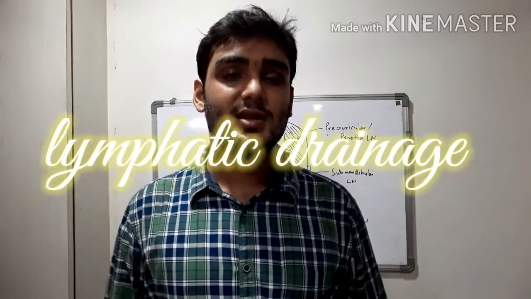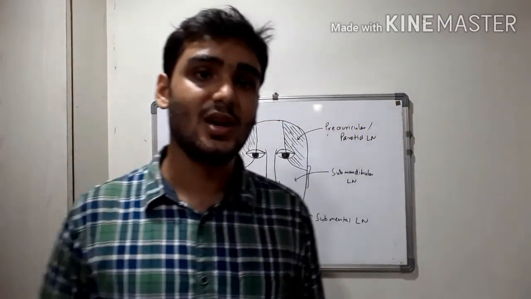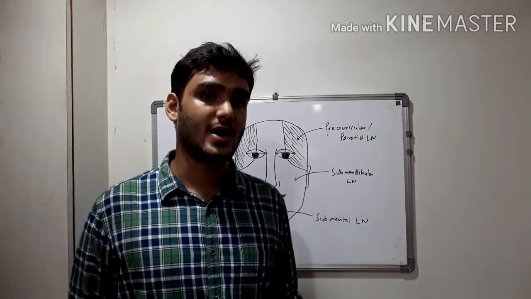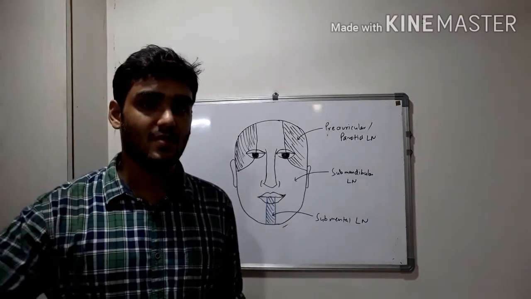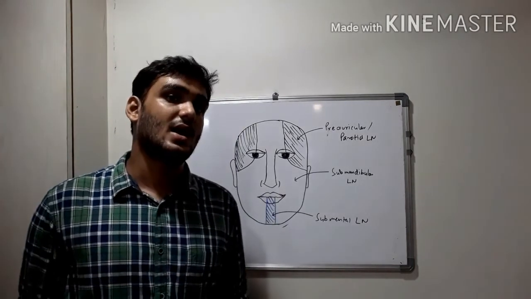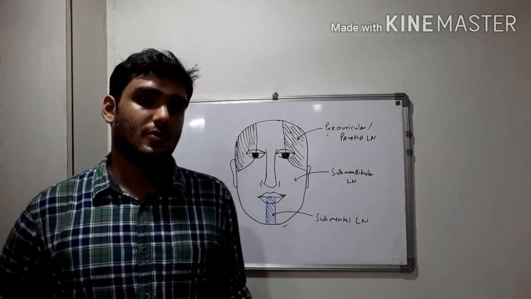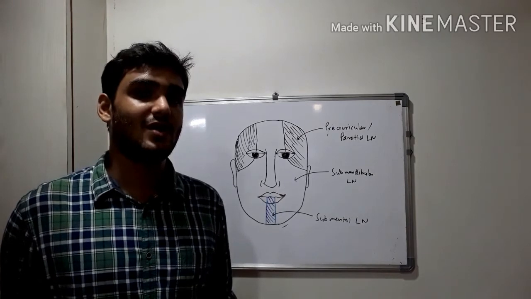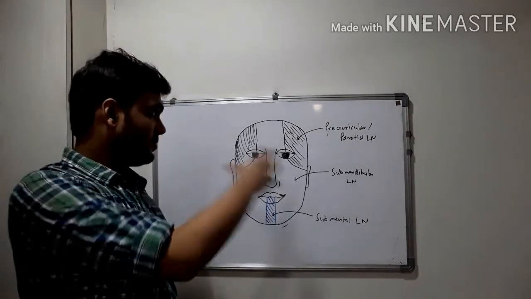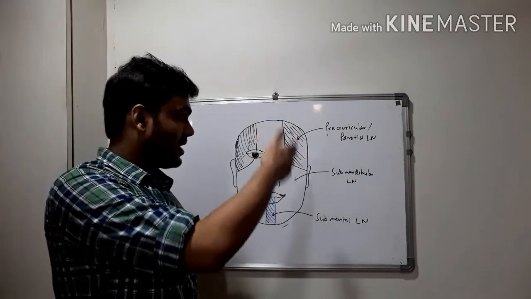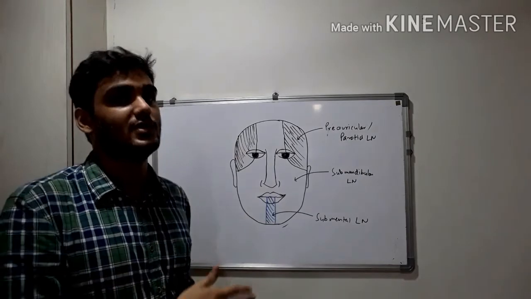So now let's discuss the lymphatic drainage of face. So the lymph from the face is drained into three lymph nodes: the preauricular or the parotid lymph nodes, then the submandibular lymph nodes, which comprise the majority of the lymphatic drainage of the face, and the submental lymph nodes. Now there is a long list under submandibular lymph nodes, but you don't need to cram that. You just need to learn the parts drained by preauricular and the submental lymph nodes, and the counterparts of those parts are drained by the submandibular lymph nodes.